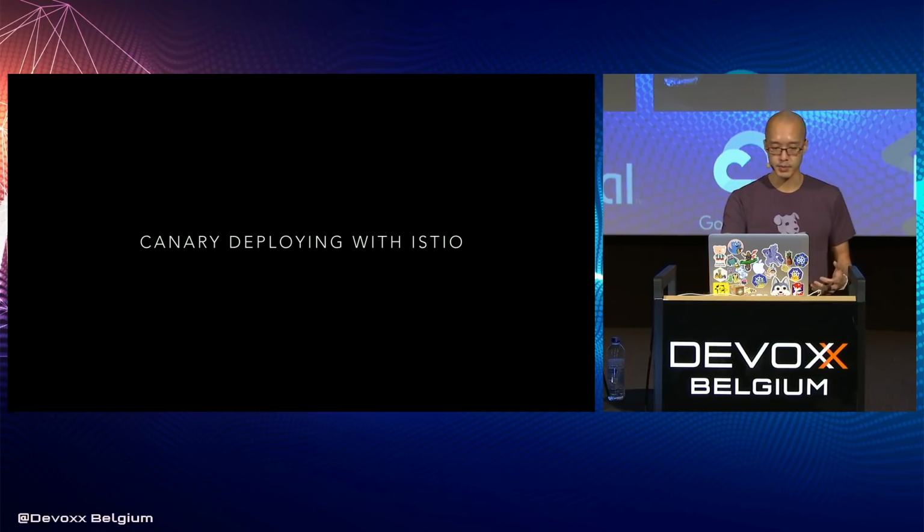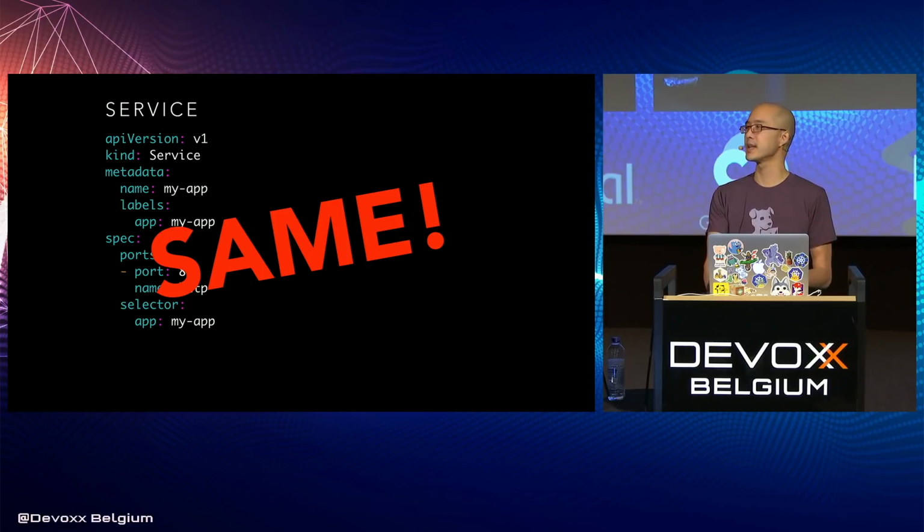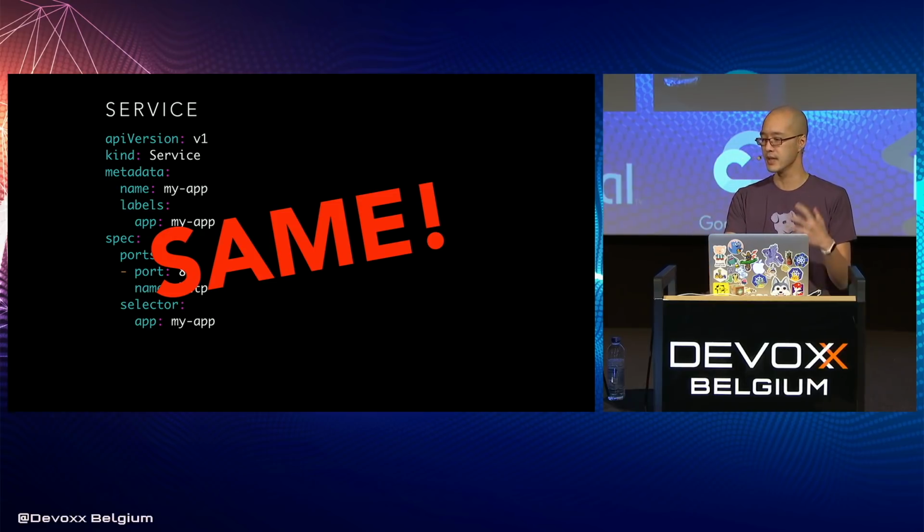So if we wanted to Canary deploy with Istio, how would we do that? Well, first thing is we'd have our service. Service is pretty much exactly the same. We don't do anything with our services. Services are just Kubernetes resources. They define services. They don't do a whole lot.